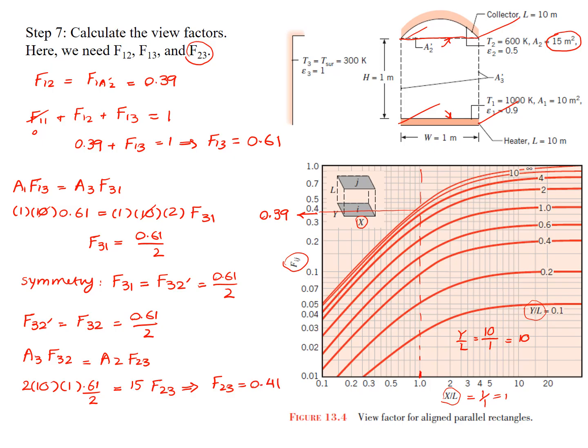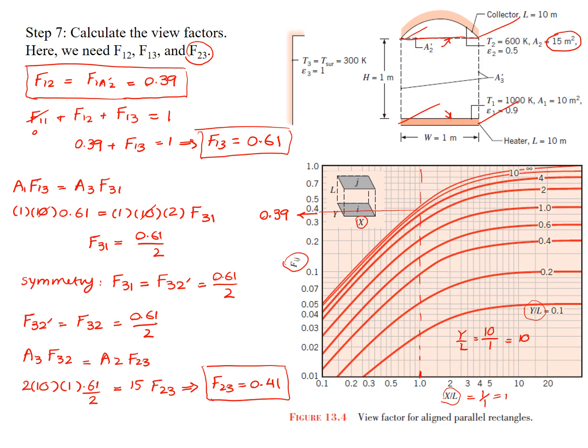So now I have it. I have 0.39 for F12. I have F13 as 0.61, and I have F23 as 0.41. So now let's go back to put these in the relations around nodes J1 and J2.